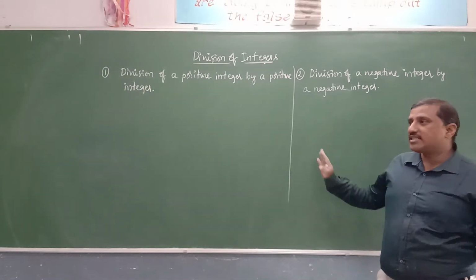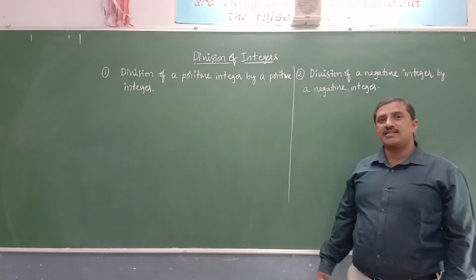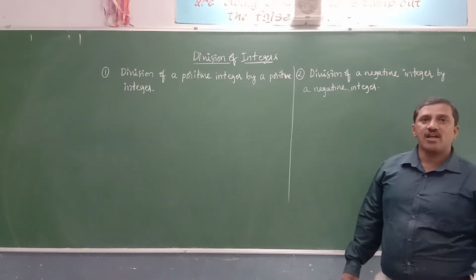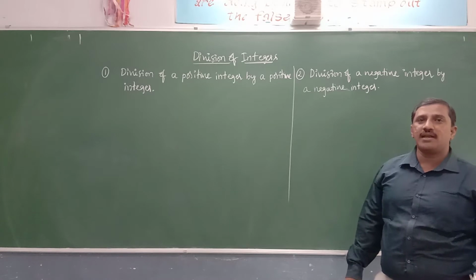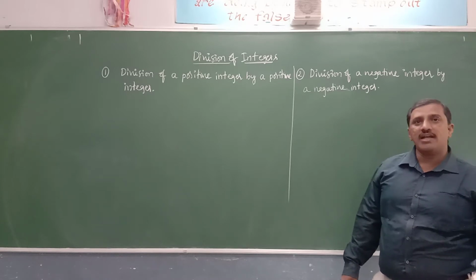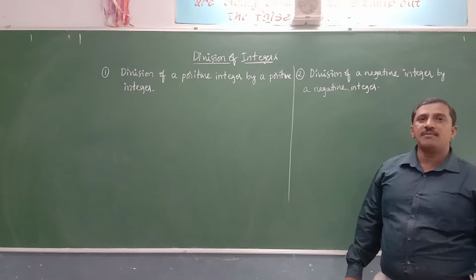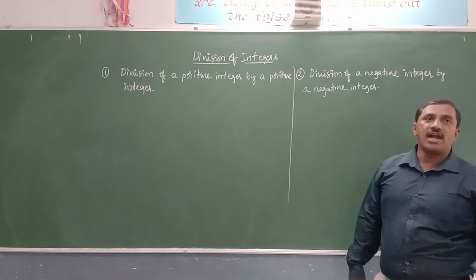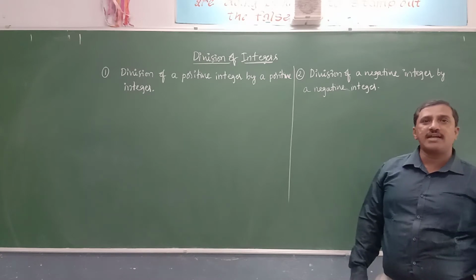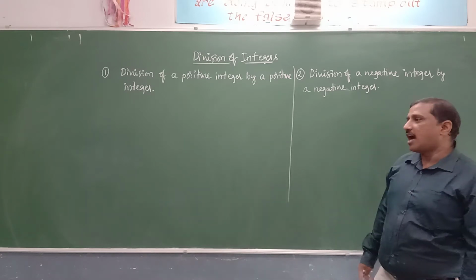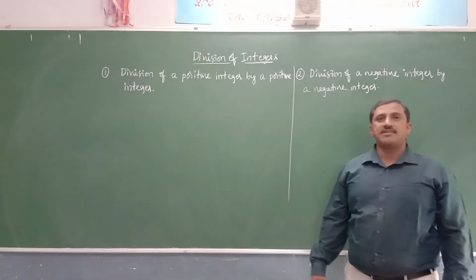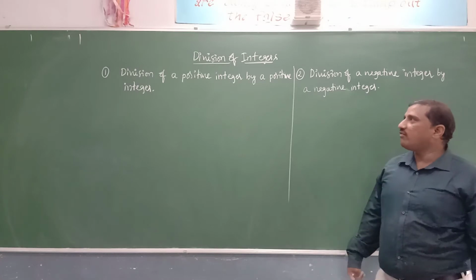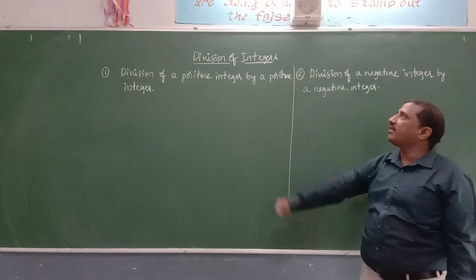After that we discussed the properties of integers and multiplication, like closure property, commutative property, associative property, multiplication by 0, multiplication by 1, that is multiplicative identity property, and distributive property. We applied that knowledge and solved the problems from the third exercise, that is exercise 1.3. Now today we are going to discuss division of integers.